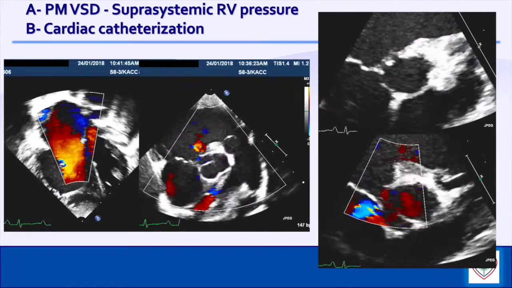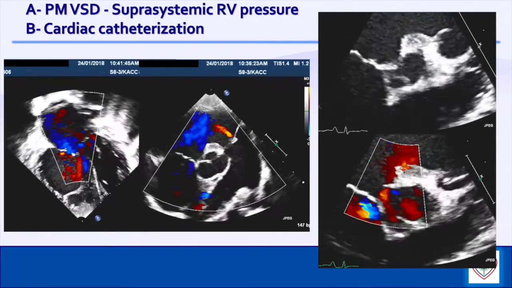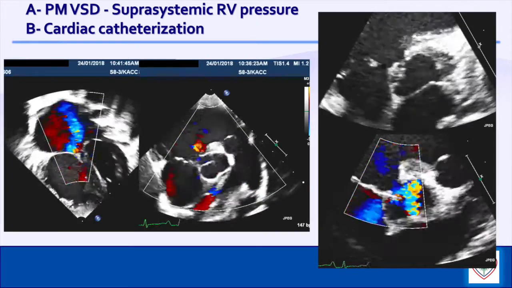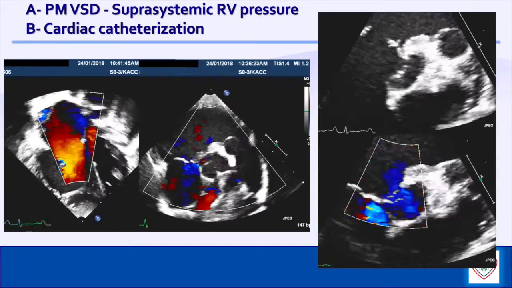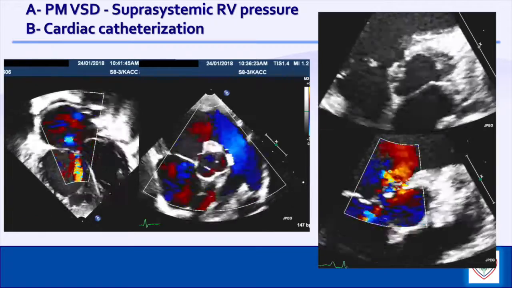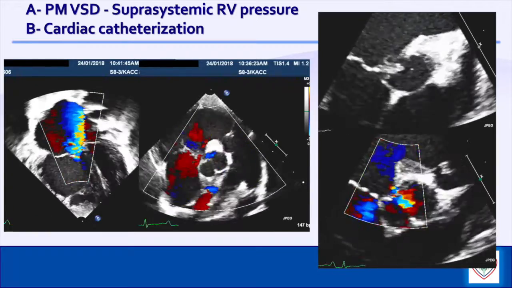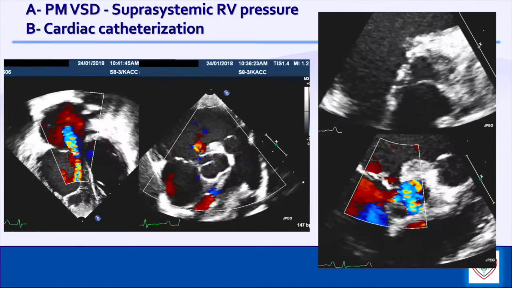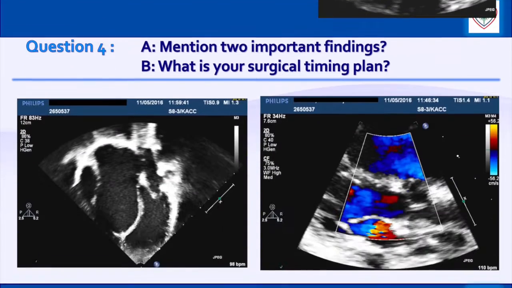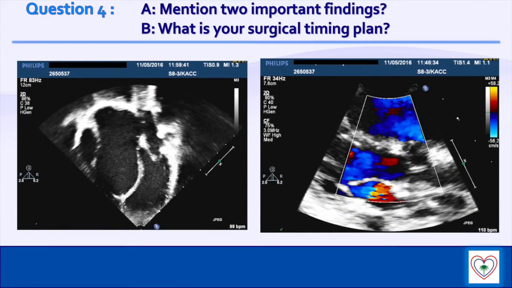So what's the next investigation for this patient? We need to categorize his pulmonary hypertension and measure the PA pressure with the pulmonary vascular resistance. So we need a cardiac catheterization. This is the fourth question.